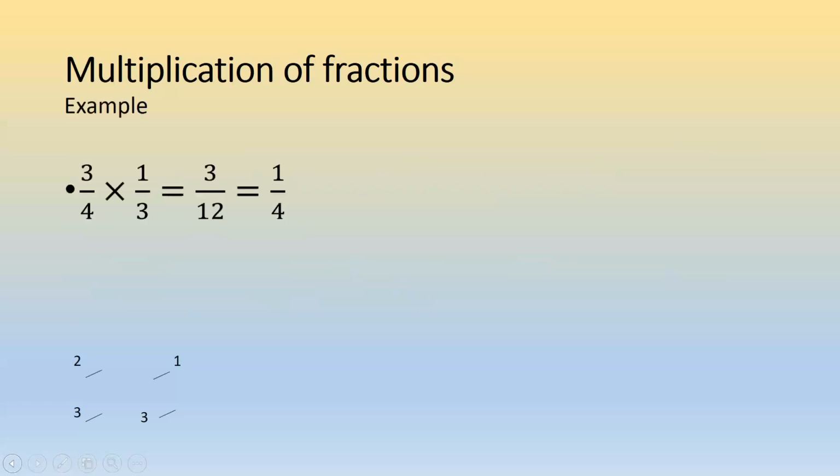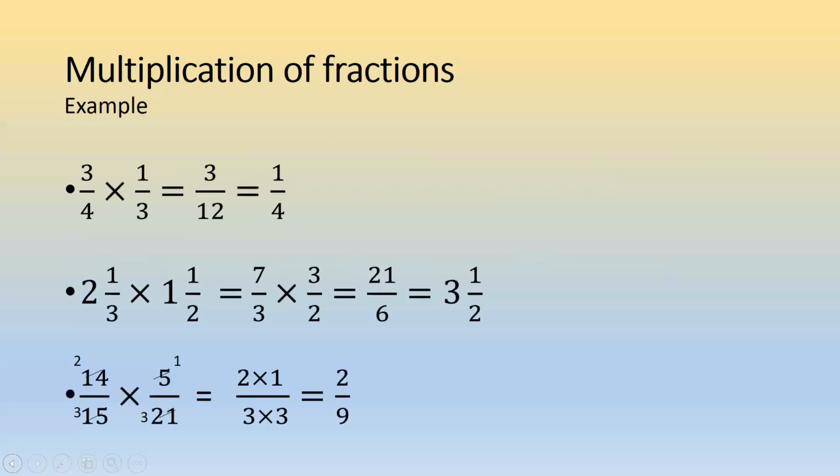We are looking at an example here of multiplication of fractions. Assuming you have 3 over 4 times 1 over 3, you simply multiply your numerators, and then you have 3 here. 3 times 1 is 3, 4 times 3 is 12. So you can cancel out, and you have 1 over 4.